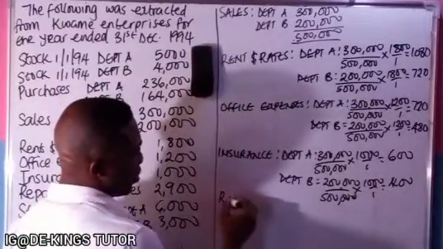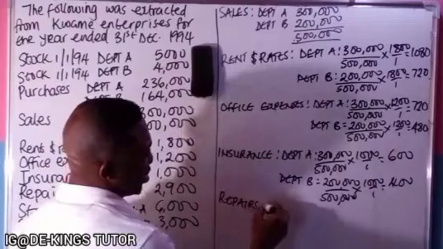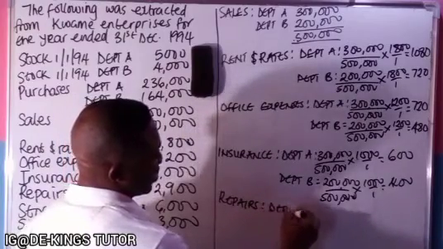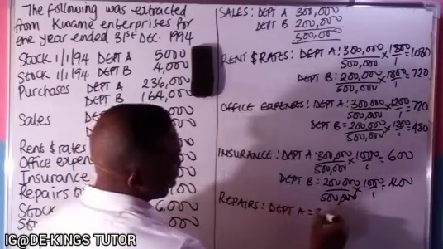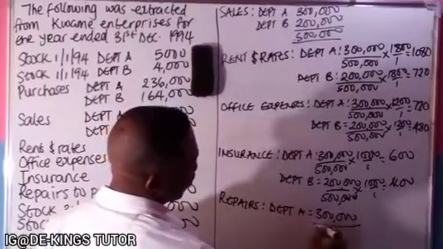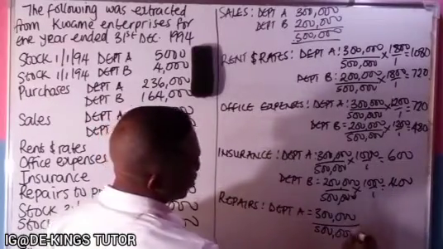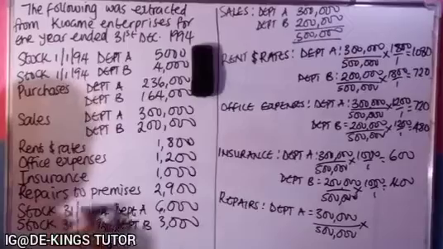So we'll have repairs. For repairs, Department A is 300,000 over 500,000 times the amount for repairs.